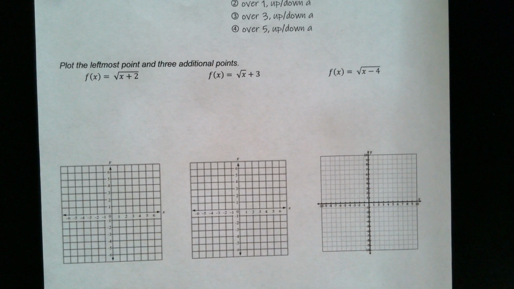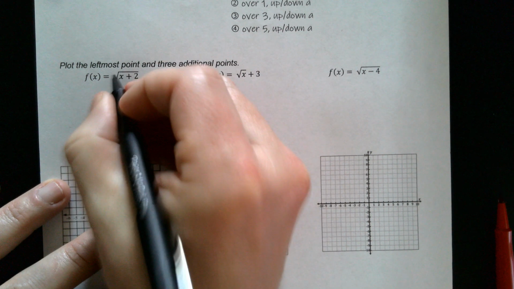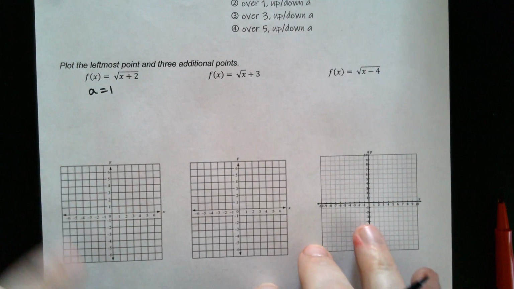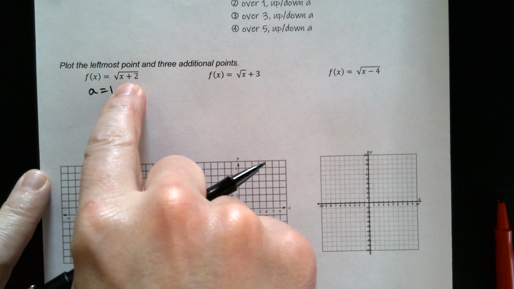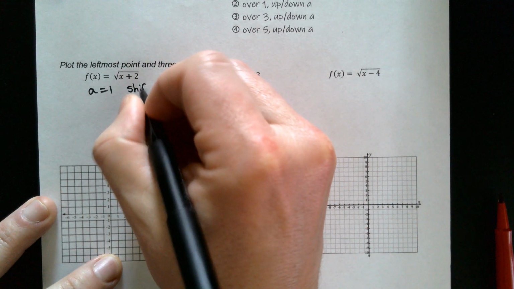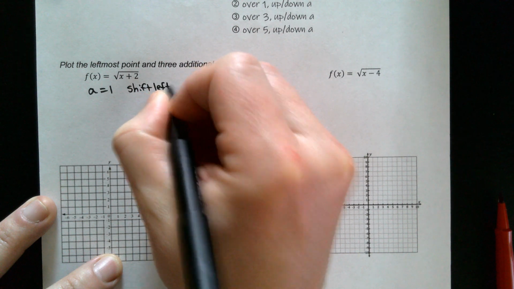All right, let's take a look at our first example. We've got f of x equals the square root of x plus 2. First of all, what is my A? Well, there's no number out front, so A is equal to 1. Now we know what our A is. Now, what is this plus 2? That's on the inside, so this is going to shift left by 2.